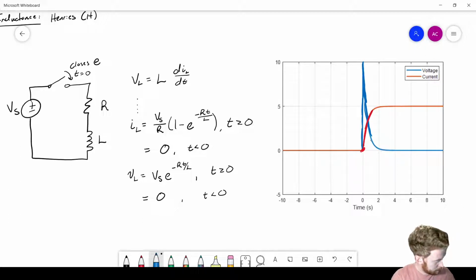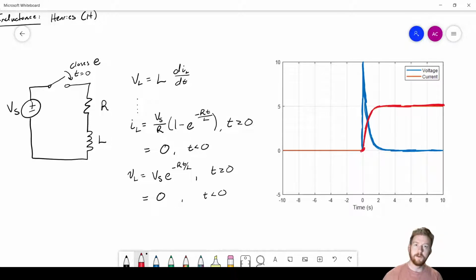Then you'll see the voltage continues dropping and the current continues rising. Now the voltage just goes to 0. After a long time, the voltage across that inductor goes to 0, and the current reaches its maximum. And that maximum is going to be Vs divided by R.